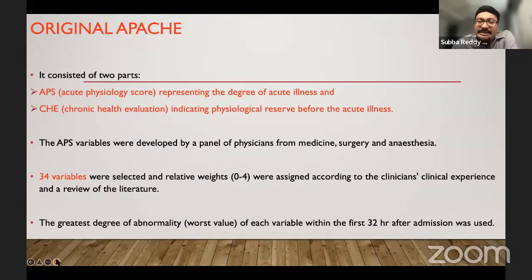If you look at the GCS, we take the best score. If the patient has M5, and after 1 hour has M4, we say M5, or if one hand is M5 and the other hand M4, we take the best score, that is M5. But in Apache and in all critical care scoring systems, you have to take the worst value. In the first 34 hours, you have to take the worst score. If the heart rate is 150, and even if it comes down to 120, you have to take 150 because that is the worst value.